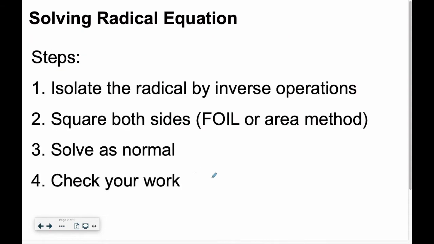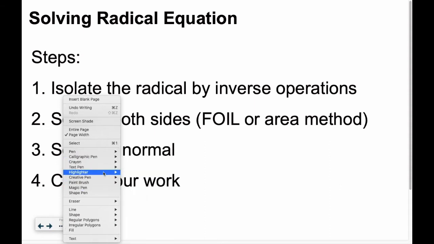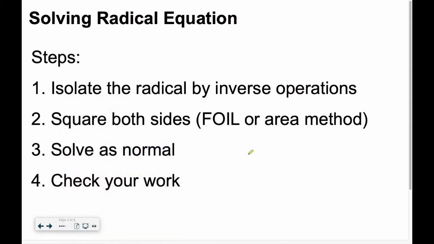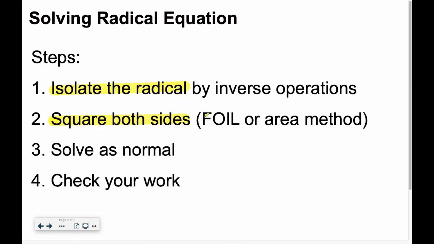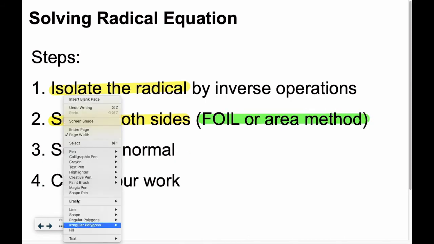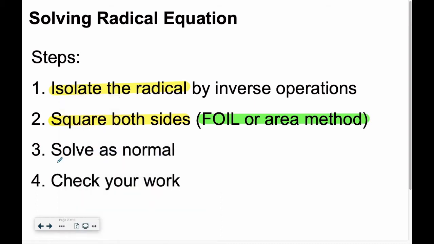Now, how to solve a radical equation out is this. It's actually really similar to solving out our absolute value equations. You have to isolate the radical, so isolate the weird part by inverse operations, just like we did with absolute value equations. Then you need to undo both sides, and here actually it's the same thing. You square them. Remember, you're probably going to have to use FOIL or the area method to square it. We'll show examples where you do and where you don't. Then you solve as normal.